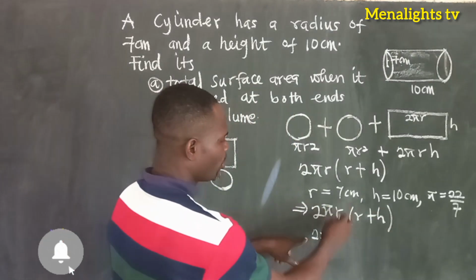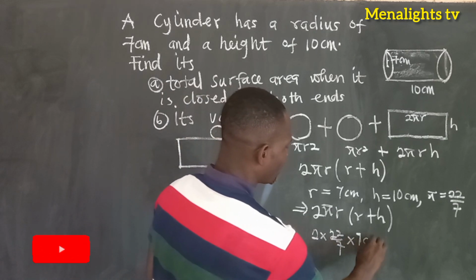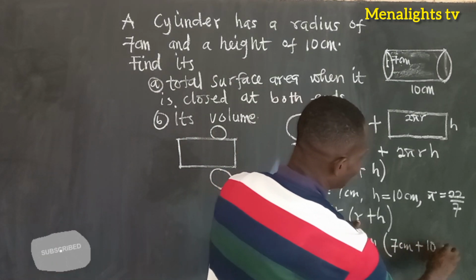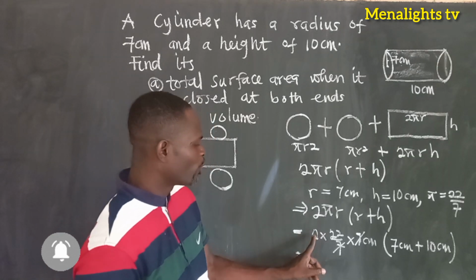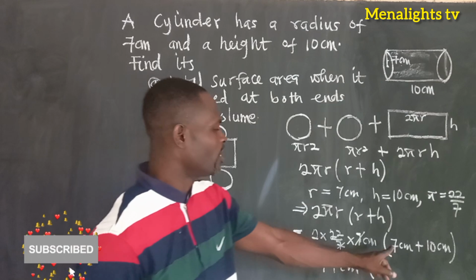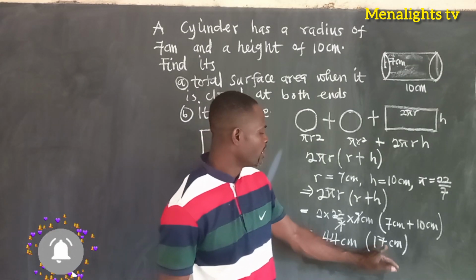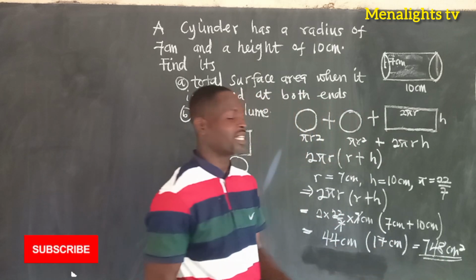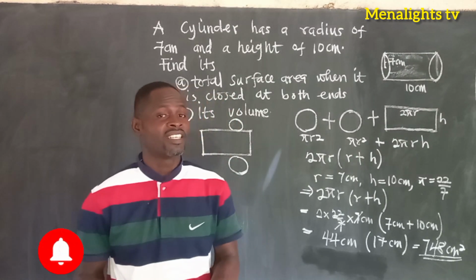So 2 times the pi, which is 22 over 7, times the radius, which is 7 centimeters. Then into brackets, the radius, 7 centimeters, plus the height of 10 centimeters. Here the 7 will cancel the 7 that we have here. Then we have 22 times 2, which will give us 44 centimeters. Multiplying what we have in the bracket, 7 plus 10 will give us 17 centimeters. So 44 centimeters times 17 centimeters will give us 748 centimeters squared. This 748 centimeters squared is the total surface area of a cylinder closed at both ends if the radius is 7 centimeters and the height is 10 centimeters.